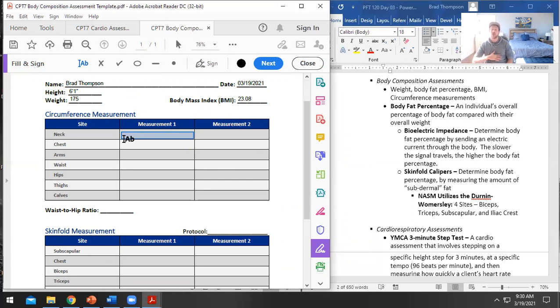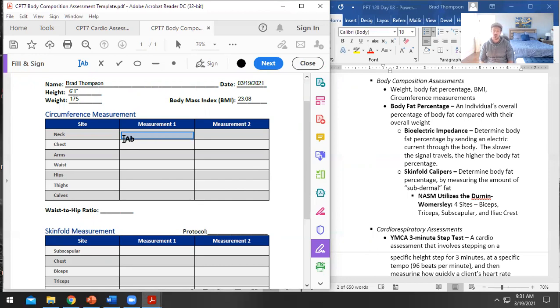Female clients, you're going to go with the first apparent flattening of the chest, right? So you're going to go where you see a crest end and it gets nice and flat. That's where we're measuring. The arms, you're going to do halfway between the elbow and the shoulder, if you want to do it that way. NASM is going to recommend that you do the widest part of the bicep. I like both of those. I think those can totally both work.